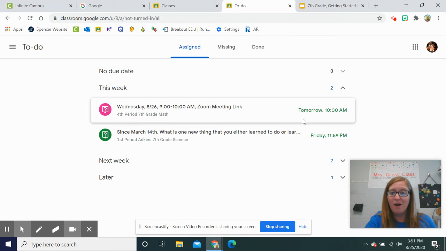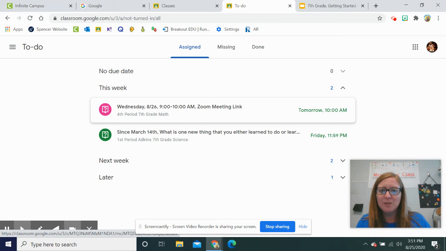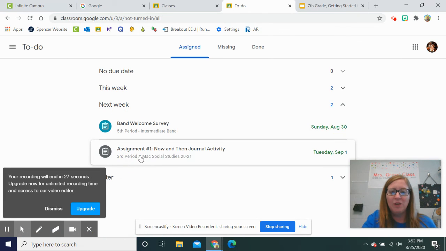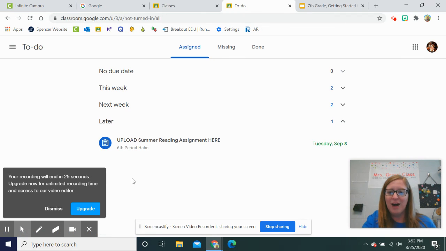For tomorrow, you have your Zoom meeting due, and it says it's from 9 to 10 on this particular class. My first period is meeting from 8 to 9. My 4th period is meeting from 9 to 10. I think that my 6th period is meeting from 12 to 1. And my 3rd period is meeting from 1 to 2. I may have that a little bit backwards, but I posted it on your Google Classroom. So that will help you. You've also got next week, and you've got the following.